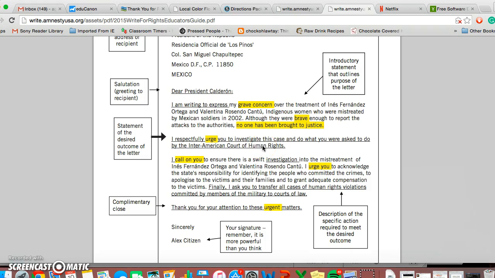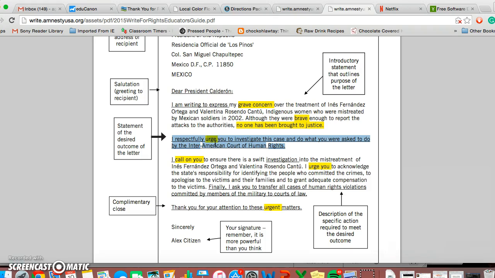So let's read what this person did. "I respectfully urge you to investigate this case and do what you are asked to do by the Inter-American Court of Human Rights." Cool. Notice the tone here. I'm going to highlight it for us. The tone here, "respectfully urge." He's not saying, I'm trying to make you do something. It's being very clear, very polite, very direct, not wasting anybody's time, but also not being rude. The tone is urgent and professional.